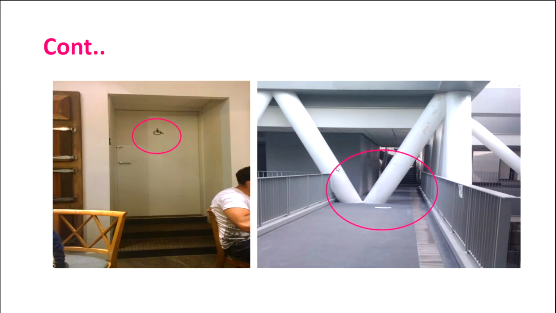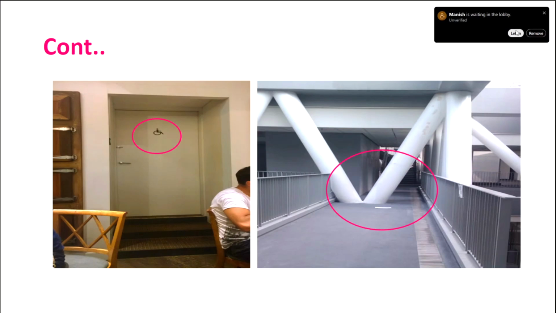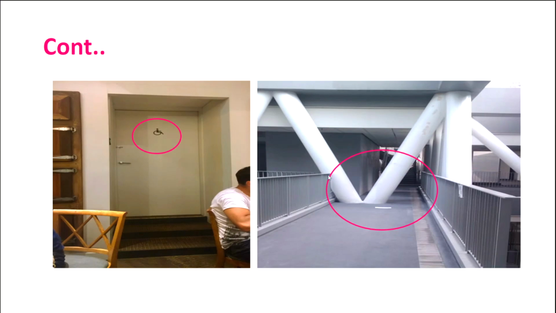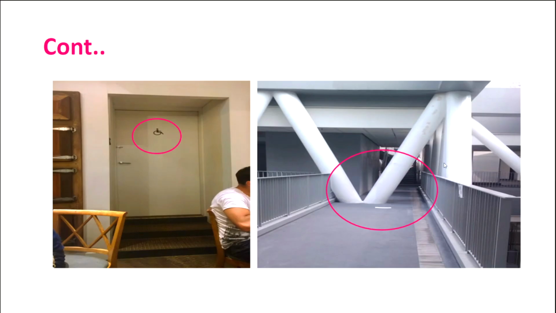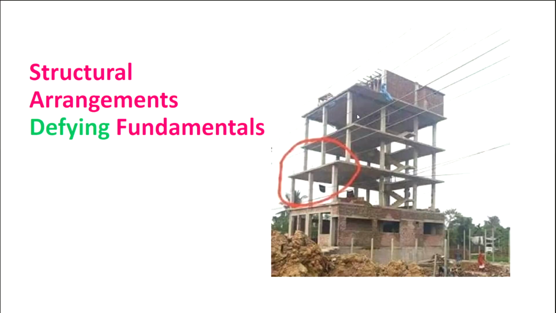Now here again you can see these structural components are provided in between the passage accesses or the corridors. Again an aspect of misplanning. I will try to show some more photographs.